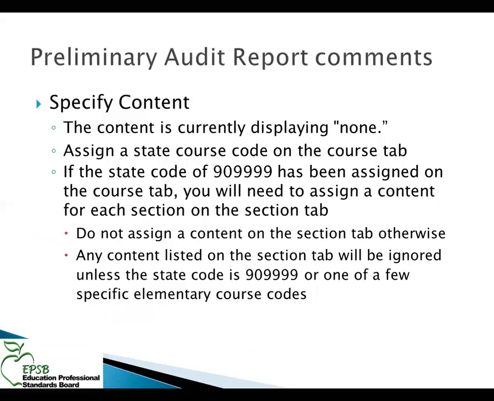The error comment specify content means that the content is displaying as none. The school will need to either assign a state course code on the course tab or may need to revise the state course code on the course tab if it's a deprecated code. If the school has selected the state code of 909999, and there's a few others out there that require that, they can manually assign a content on the section tab. Otherwise, the content on the section tab gets ignored.